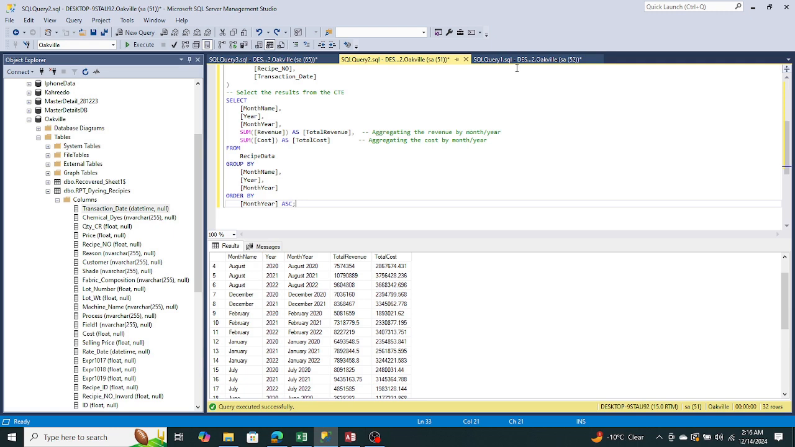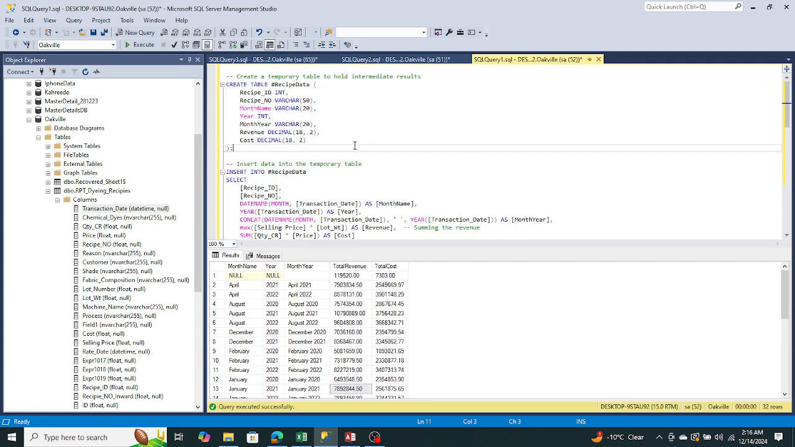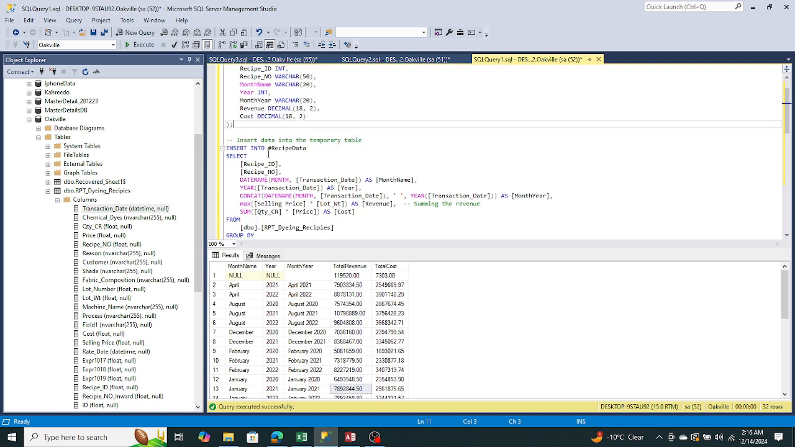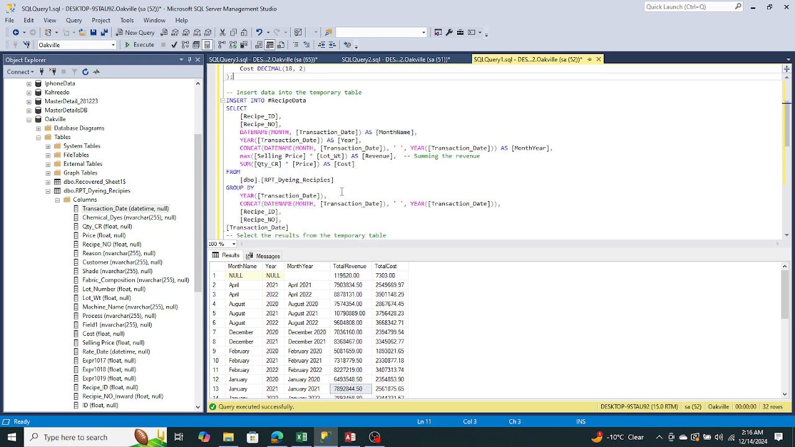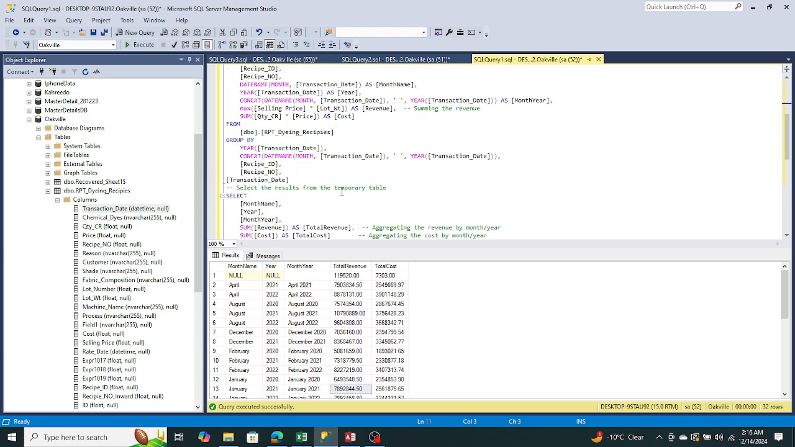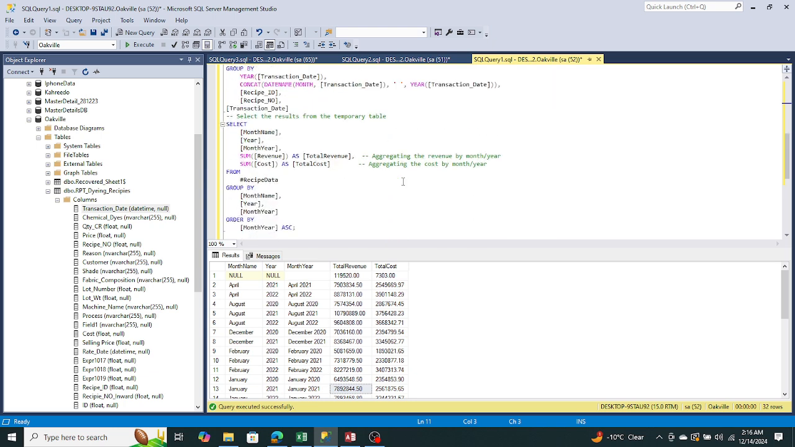And there is another way, we can use the temp table. Here we created the temp table, recipe data, with recipe underscore ID as varchar, and so on. We created a temporary table, and then we inserted the data into this, right? Same thing we have done. Now select the result from the temporary table, and we achieve the same thing. So basically, there are two ways to achieve this: common table expression or the temporary table.